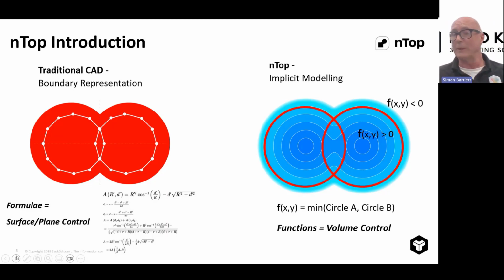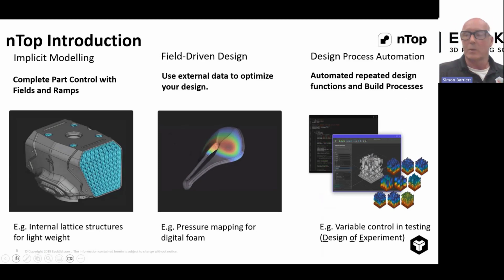If it's positive, it'll be contained inside of that volume, that boundary. If it's negative, it's outside. So it's a lot easier and simplified and gives us greater control over that volume. Next slide, Shika. So what does this mean?